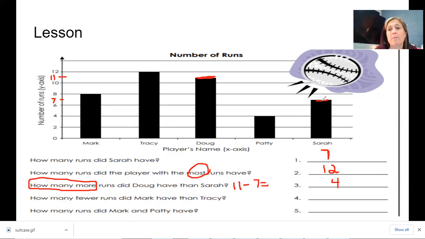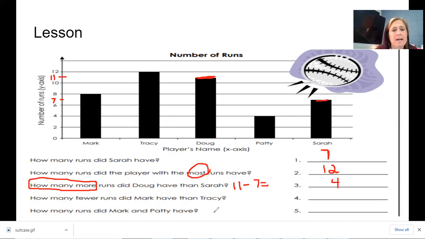We also could have come over to our chart and gone from Sarah. So we're doing 1 to get to 8. Then we have 8 to 10, which is 2. So 2 plus 1 is 3. And then 1 more to get to 11 is 4.